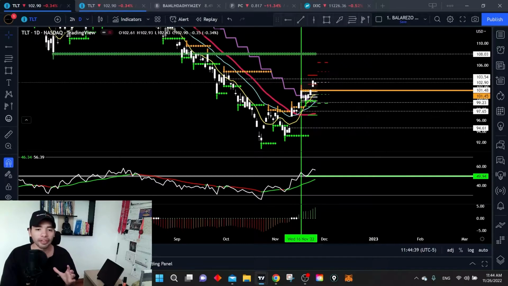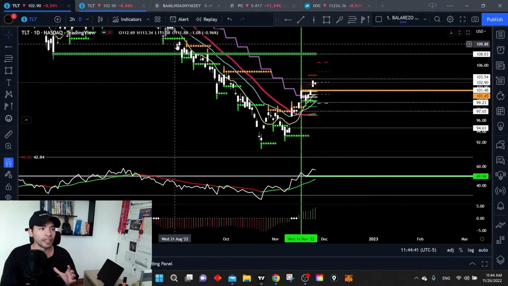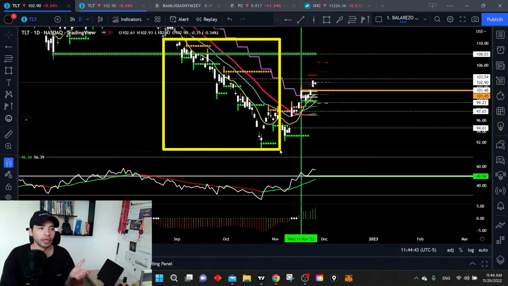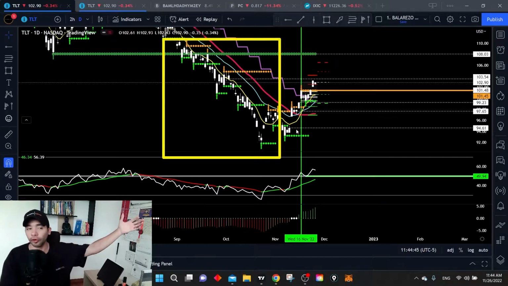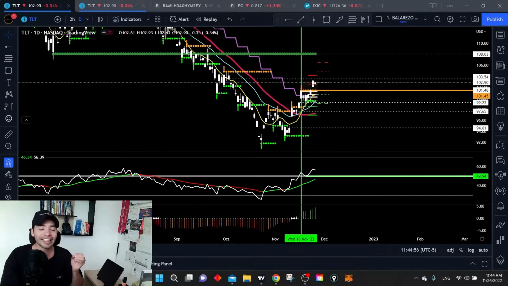And why I'm saying that is because you can see that the TLT has been on a pretty strong downtrend for an entire year, and we actually had a pretty strong move to the downside recently, from August all the way here to November. This was a pretty strong trend to the downside. But what is different right here?